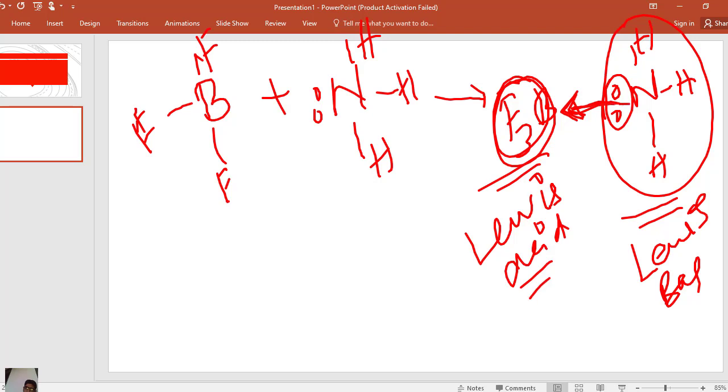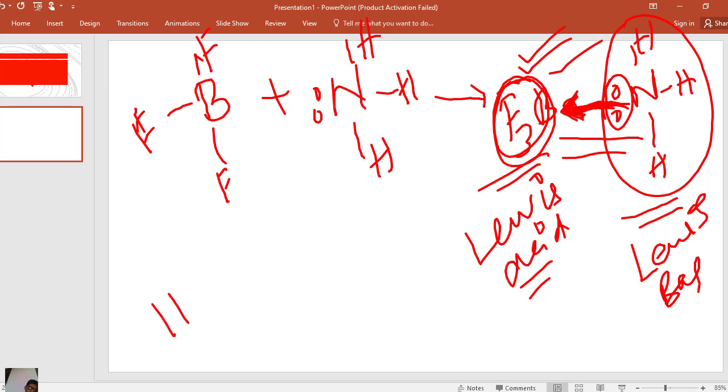So boron trifluoride is the Lewis acid, and the bond which is formed, in which the electron pair is shared by one atom, is called the coordinate covalent bond. That type of bond in which the lone pair of electrons is donated by one atom is called the coordinate covalent bond. So a coordinate covalent bond is formed in this case.